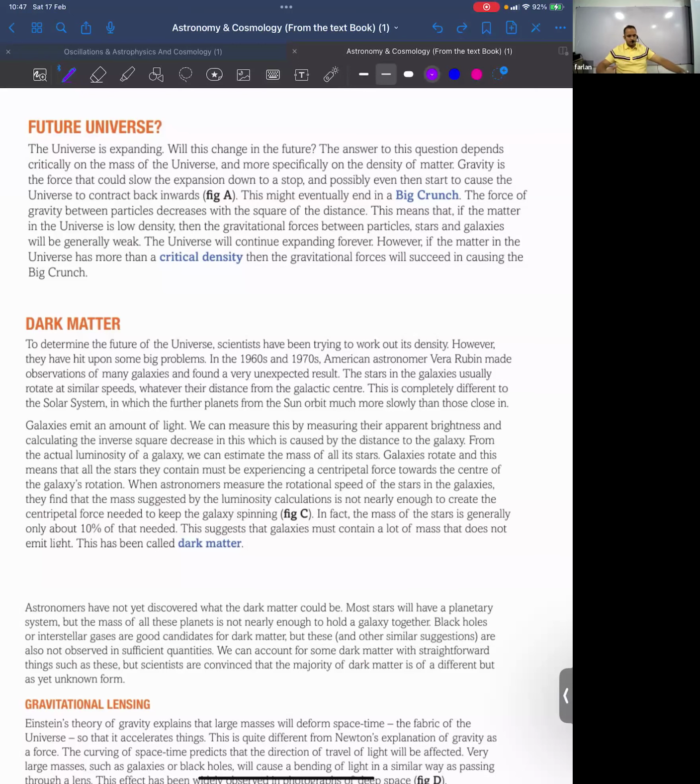Galaxies emit an amount of light. We can measure this by measuring the apparent brightness and calculating the inverse square law. To read that one, guys, it says about the existence of dark matter.